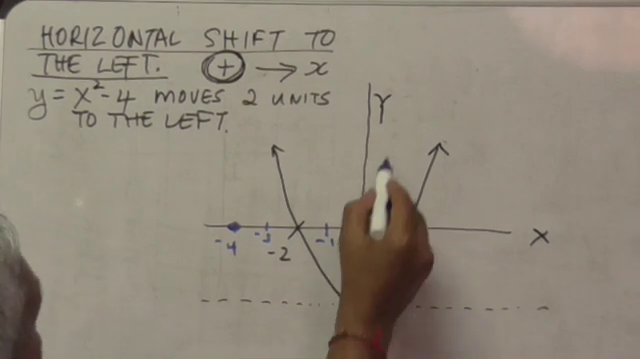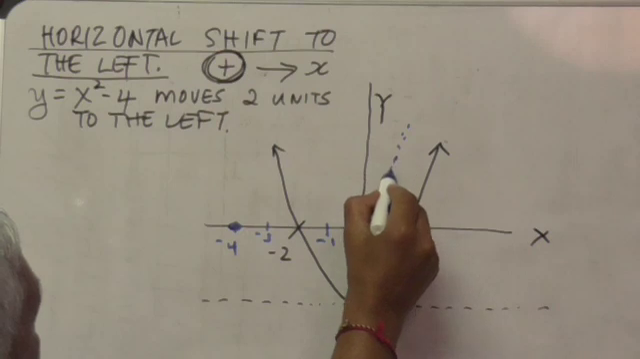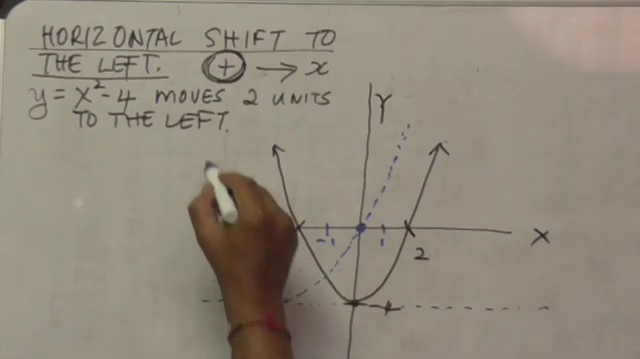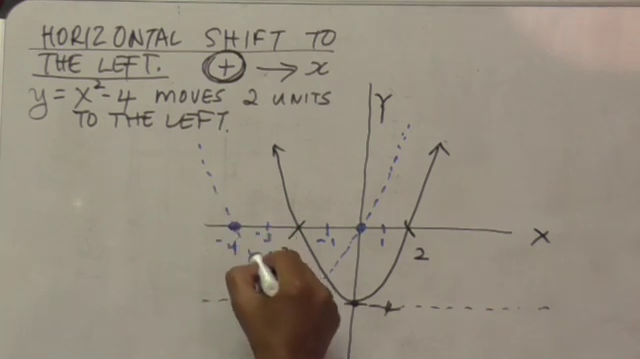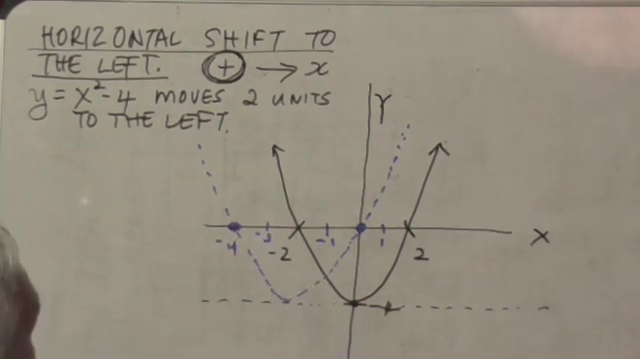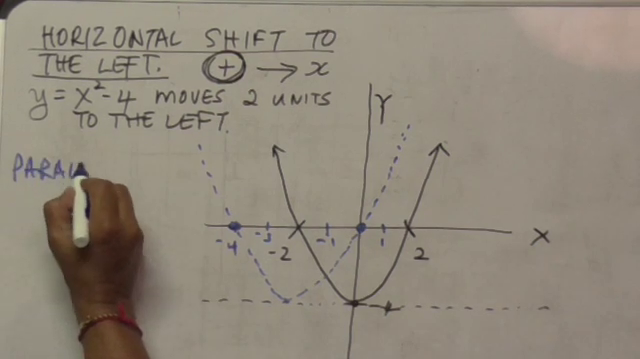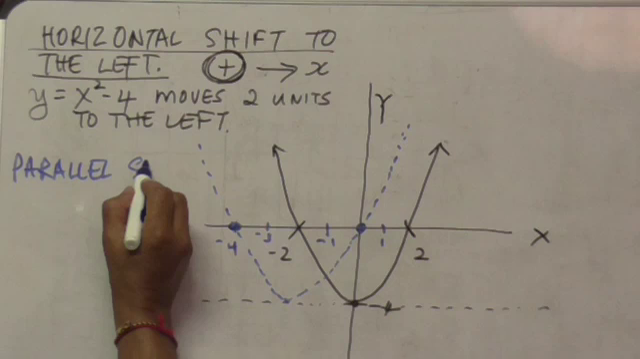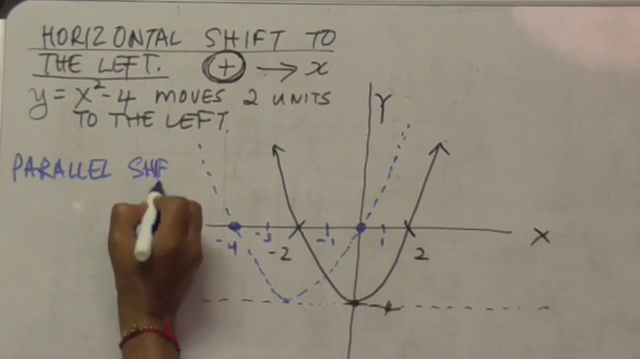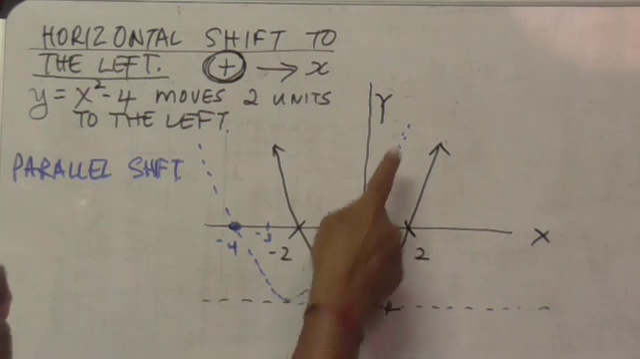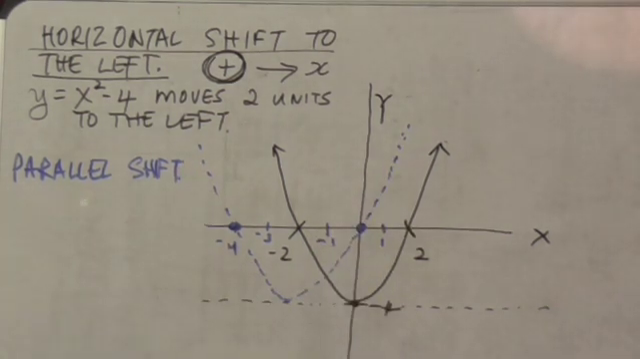So, the graph will come down like that. And it will come down like that. We call this a parallel shift. Alright, so the graph has moved 2 units to the left. We just drew the graph. Now we want to see what is the name of this graph.